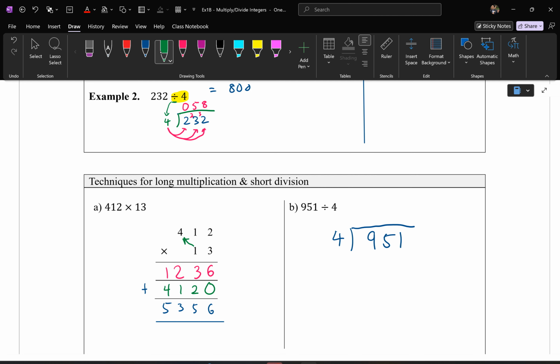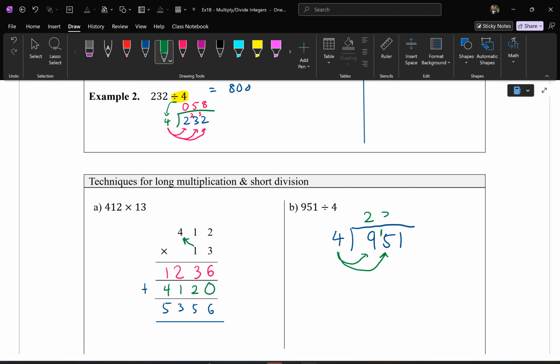Let's start off. Yes, Elliot. Very good. So you start off, how many 4s fit in 9? You got 2. Remainder what? 1, because 2 times 4 is 8, and that's a 9, so we're missing 1. Carry that 1 across. That now becomes 15. 15 tens.